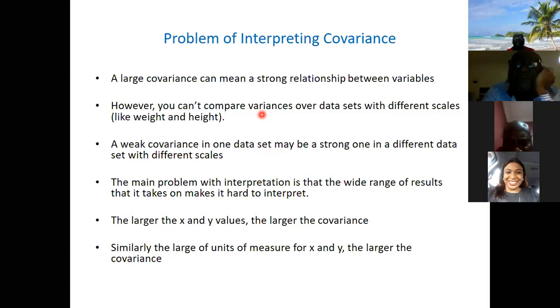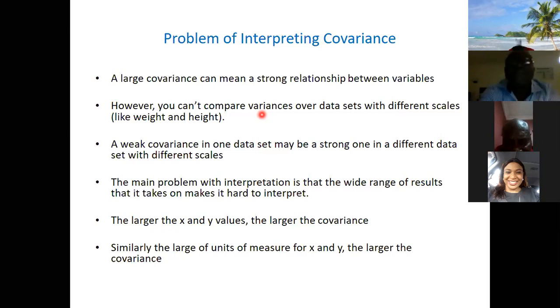Because weight in kilograms, you'll be having values like 70, 80, 60. Height in meters, you'll be having a value of 1 point something. If it is height in centimeters, you'll be having a value of 170. So they are not on the same scale. If you are looking at distance and time, we are talking about 1,500 kilometers, and maybe 8 hours, 20 hours.